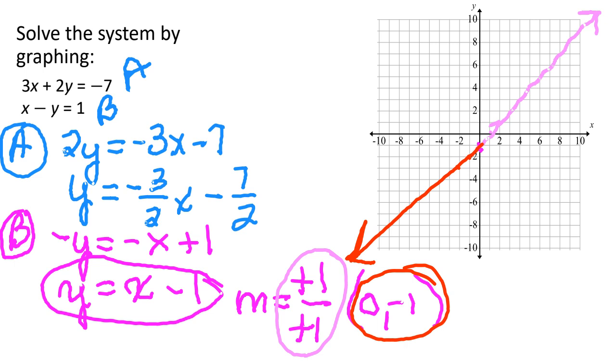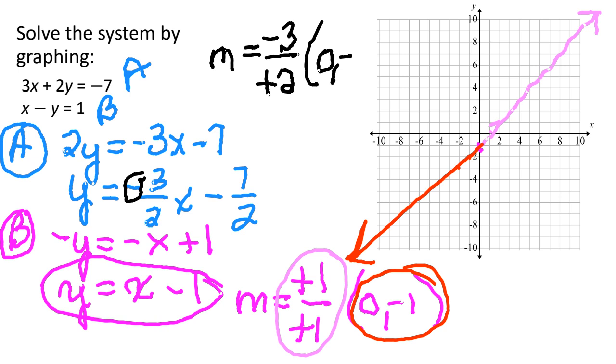Now, I'm going to be honest. This one, the A equation, is not very nice. The A equation has a slope. Now, notice I have a negative here. This will be negative 3 over positive 2. Now, it's negative. Make this into a decimal, 3.5. Why is 3.5 better? Because I can easily find the 0, 3.5.